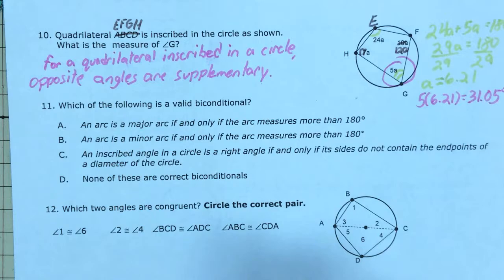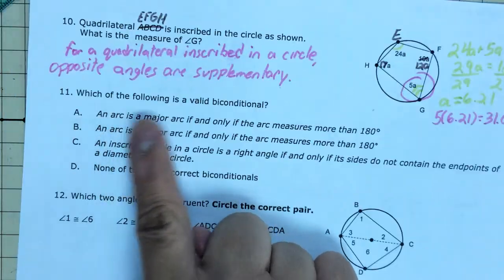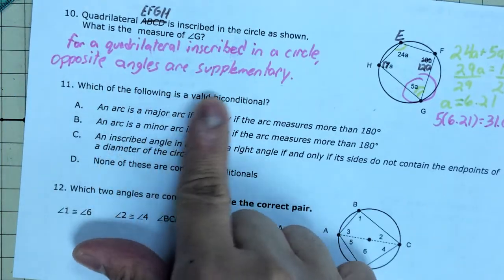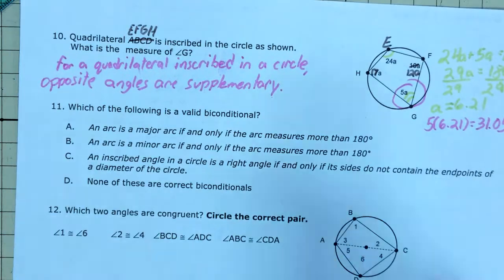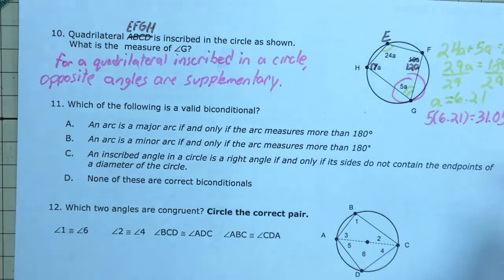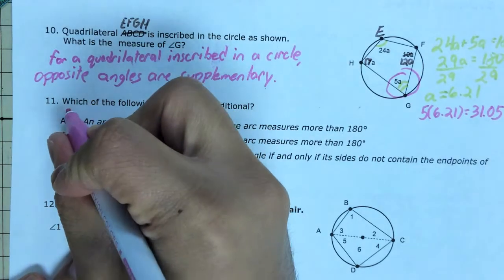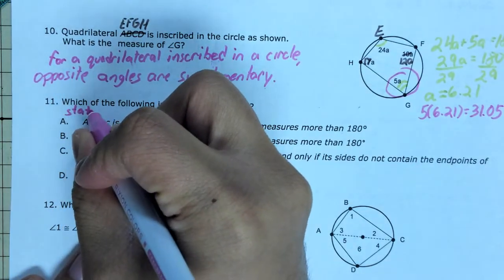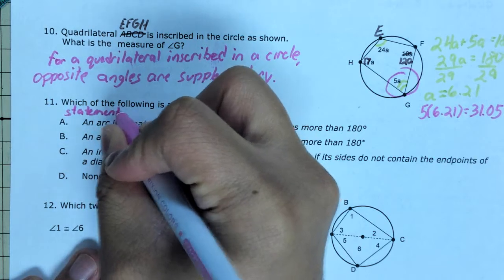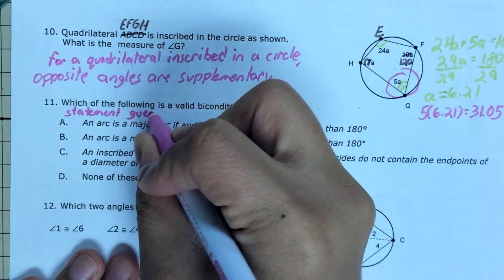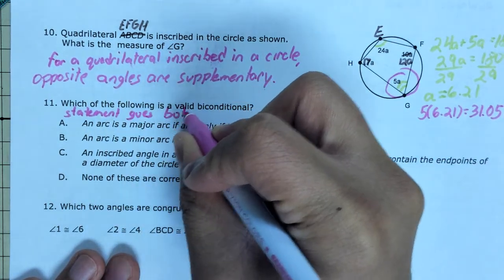So the key idea here is opposite angles are supplementary for an inscribed quadrilateral. Alright, number 11, which of the following is a valid biconditional? Meaning, remember, a biconditional is where your statement goes both ways, forward and backward.